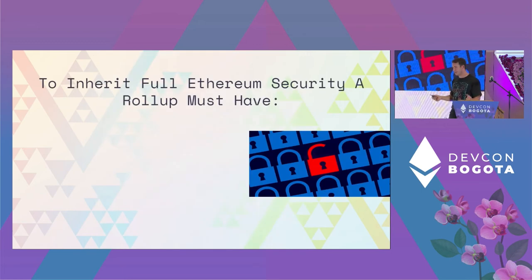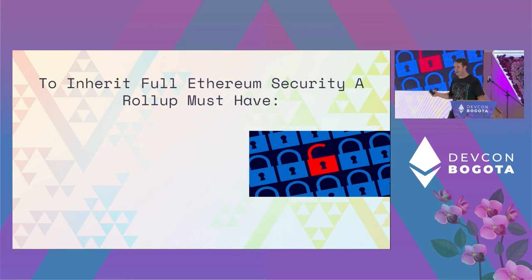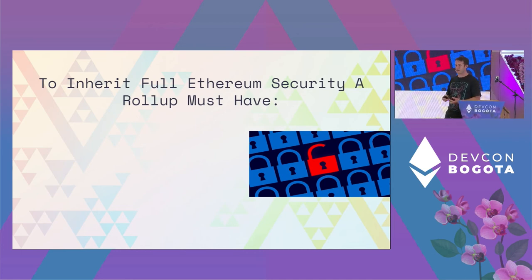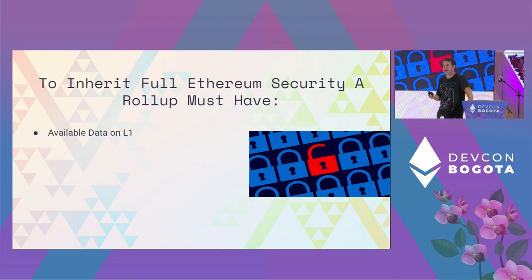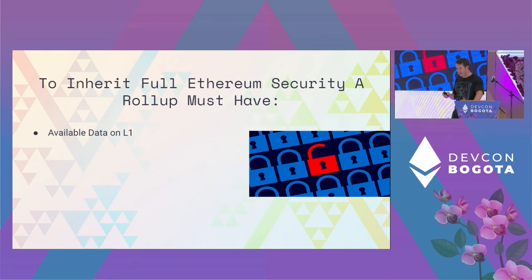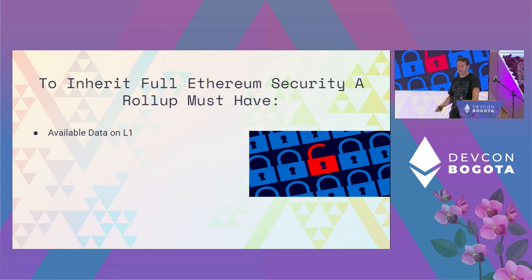So it sounds great, but it's also kind of difficult. How does the average user, especially when these proofs are off-chain and sometimes proprietary, generate that proof? There's a few things that you have to really do to inherit full Ethereum security. So let's go through them. You have to have the available data on layer one. If you don't have that available data, then you can't reconstruct the state proof, and therefore you won't be able to properly get your funds back from the L1 contract.